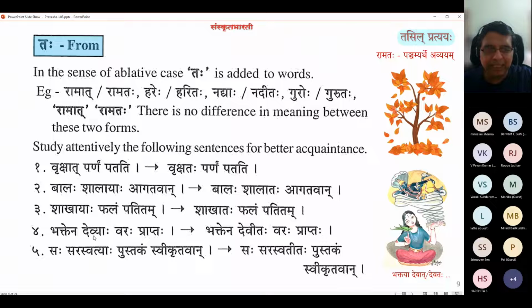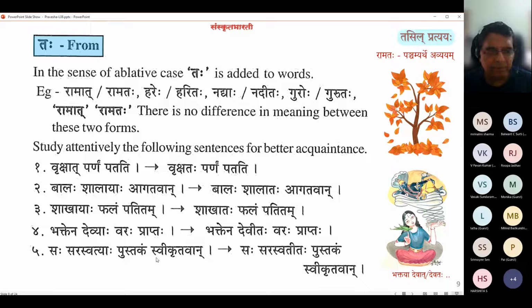Here you can interpret it as the boon of the Devi also. Nothing wrong, because Devi is the source of the boon. Also she is the possessor of the boon, to eventually pass it on to the Bhakta. So here it could be Shashti, but if the interpretation is Panchami, Devitaha is a very easy replacement. So Bhaktena Devitaha varaha praptaha. So by the Bhakta, from the Devi, the boon was obtained.